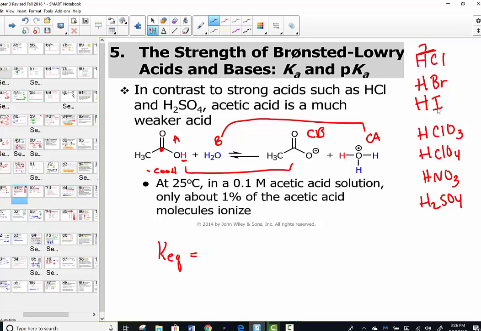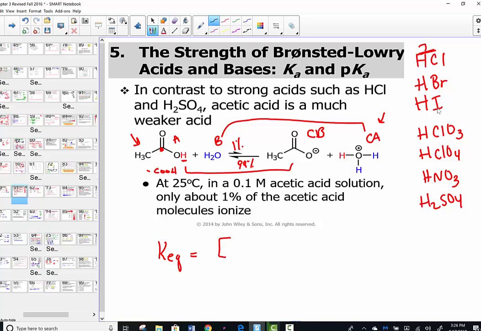If we take a 0.1 molar acetic acid solution, a very common concentration in the lab, you can see only about 1% of the molecular form actually dissociates and forms its conjugate ions to the right. 99% of the equation lies to the left of our arrows. 1% lies to the right, the very definition of a weak acid. The equilibrium constant, Keq, is the comparison of the products over reactants.